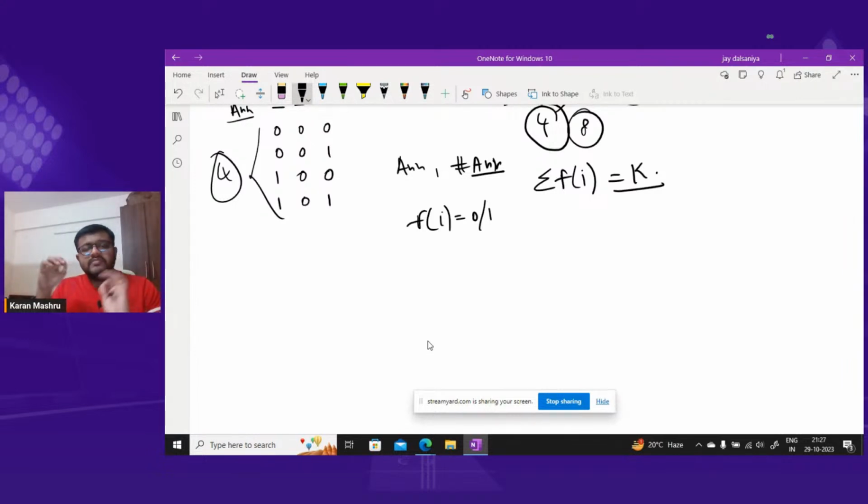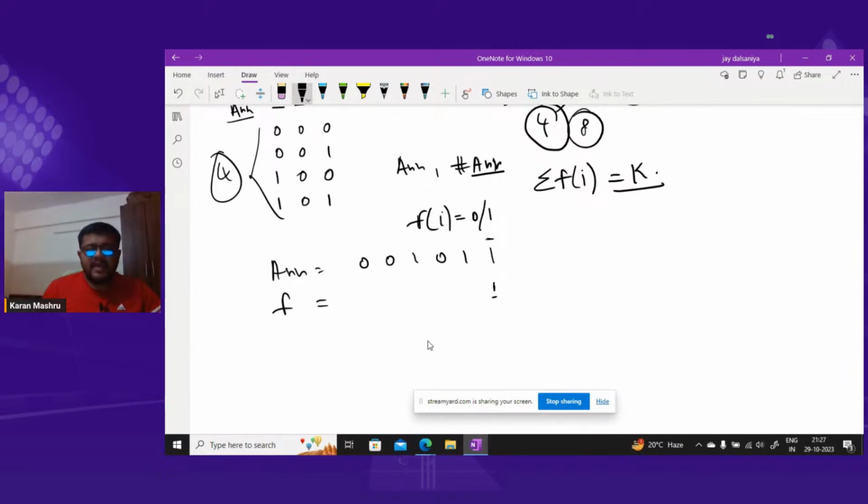So in order to get the summation of f of I equal to k, there should be k ones in the f of I values. So I should have k suffixes with an odd number of ones. Are you getting my point? What I'm trying to say? Let's say my array ARR is 0, 0, 1, 0, 1, 1. So what will be my f value? My f value for this position will be 1, because the f value at this position is the XOR of this element. At this position, the f value will be the XOR of these two elements. So it will be 1 XOR 1, it will be 0.